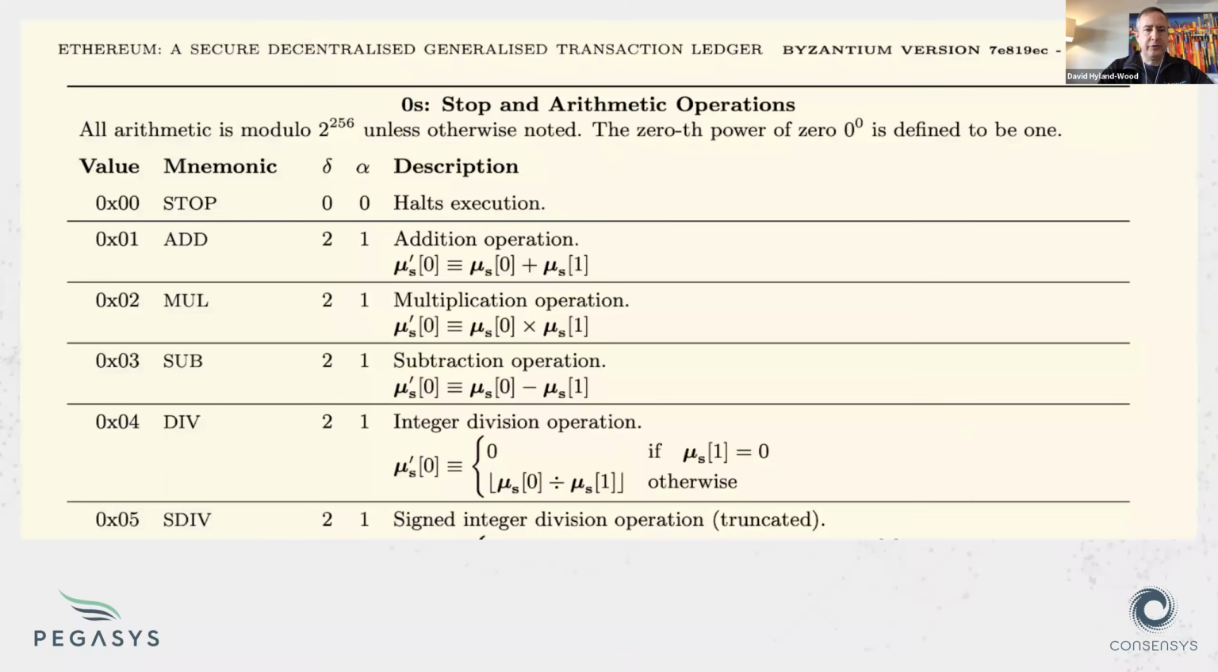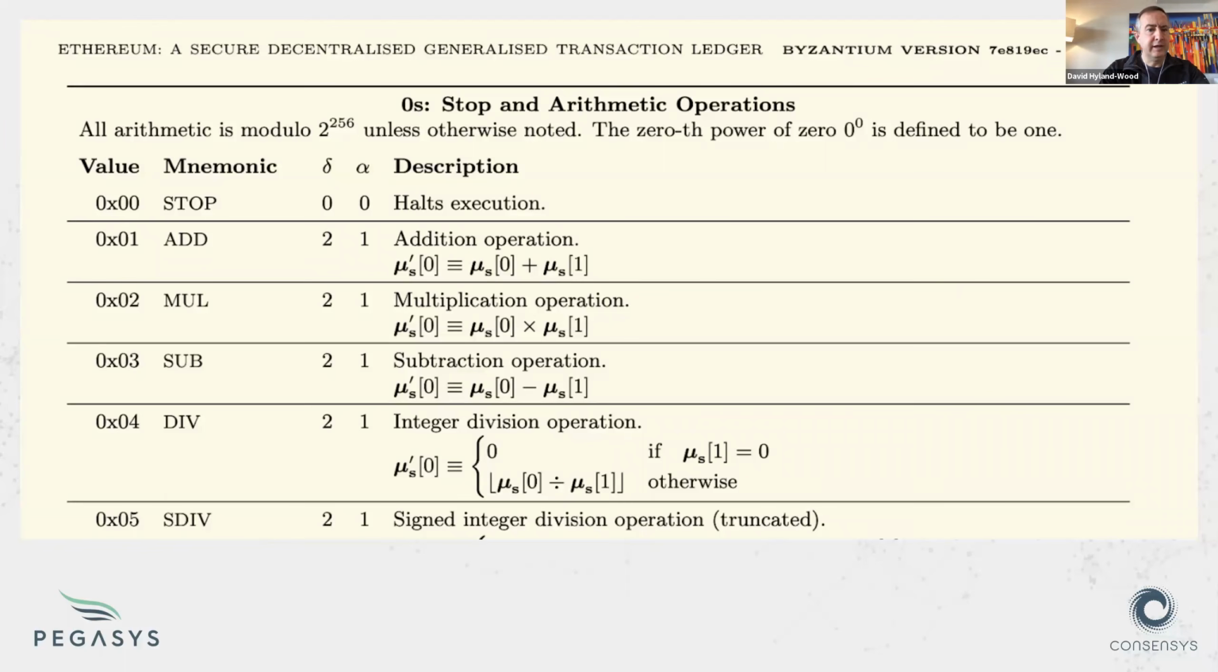If we look at the first few here, you'll see that you've got values in hex that start at 0 and just increase. The very first opcode is 0x00, that's STOP. The next one is 01, that's ADD, and so on down the list. All the arithmetic is modulo 2 to the 256, which is the same 256 number that you saw in that Merkle-Patricia trie on Peter's last slide.